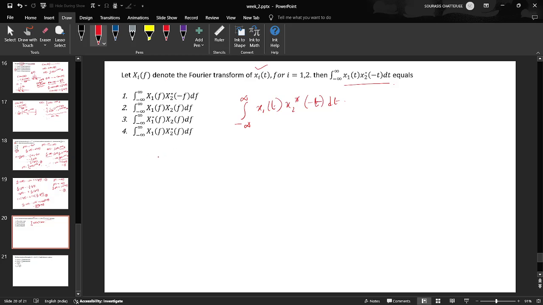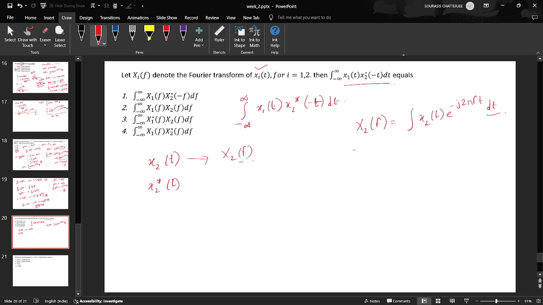So let us first try to find the Fourier transform. Fourier transform of x2 of t is given, that is X2(f). I am interested to find the Fourier transform of x2 star of t. So how can I do that? For that, let me write X2(f), how we calculate it. It's the integral of x2(t) e to the power minus j 2 pi f t dt, right?